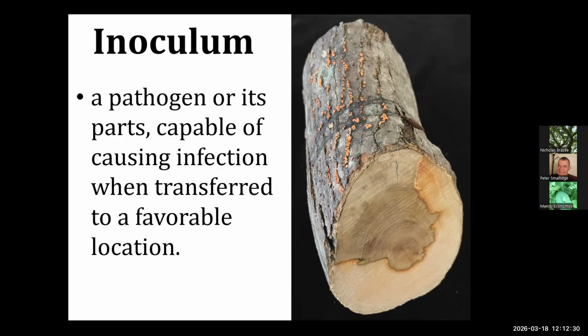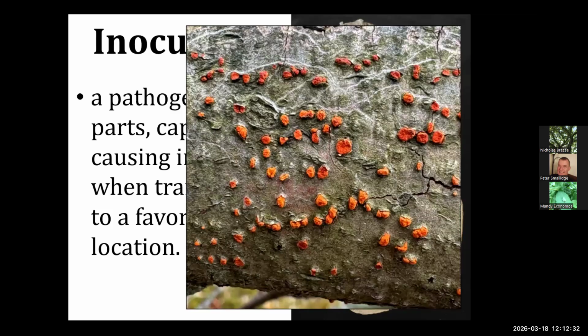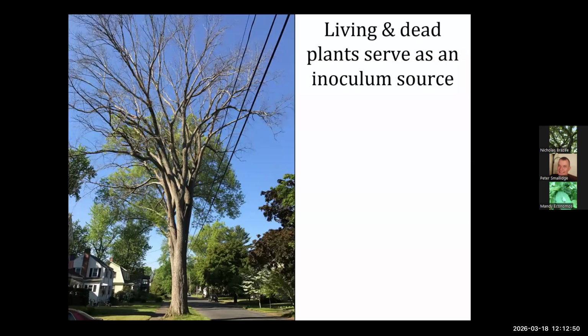And just for a better image here, this was on a European beech on campus. So this branch was still alive, but harboring nectria. So a very distinctive sign of the pathogen, really contrasts with the gray color of the bark. Living and dead plants serve as an inoculum source.